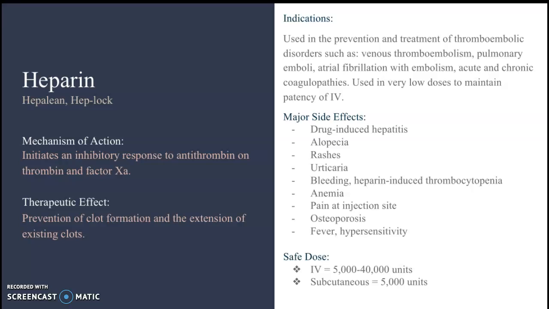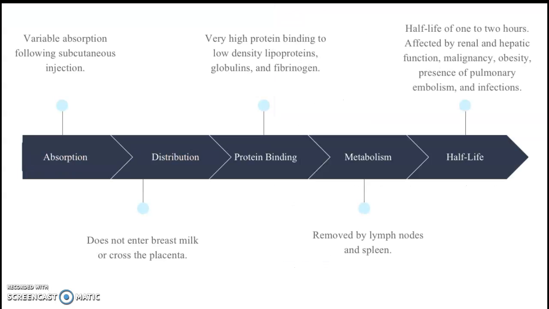Some major side effects include drug-induced hepatitis, hair loss, rash, hives, bleeding, anemia, pain at the injection site, osteoporosis, and fever. When administered intravenously, the safe dose ranges from 5,000 to 40,000 units. When injected subcutaneously, a safe dose is usually around 5,000 units. Variable absorption occurs following the subcutaneous injection of heparin.